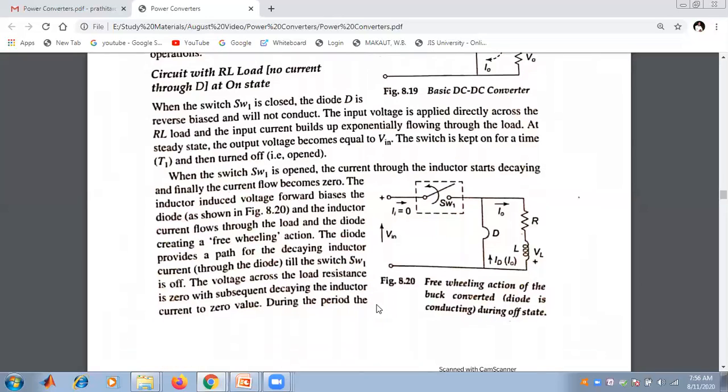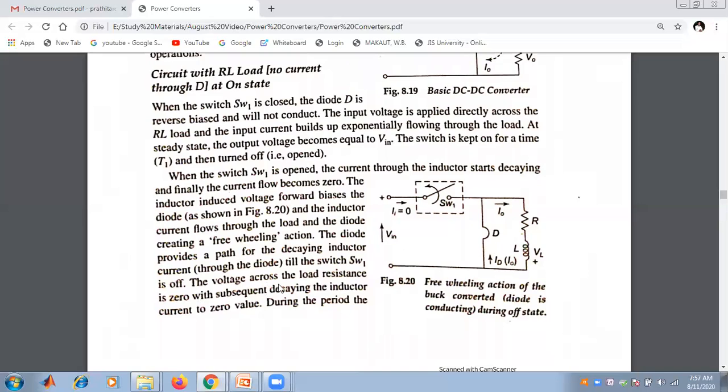The diode provides a path for the decaying inductor current that will flow through the diode. It is also known as ID, or diode current. Till the switch S1 is off, the diode will provide the path for the inductor current to flow, or to decay. That is called the freewheeling action of the diode.